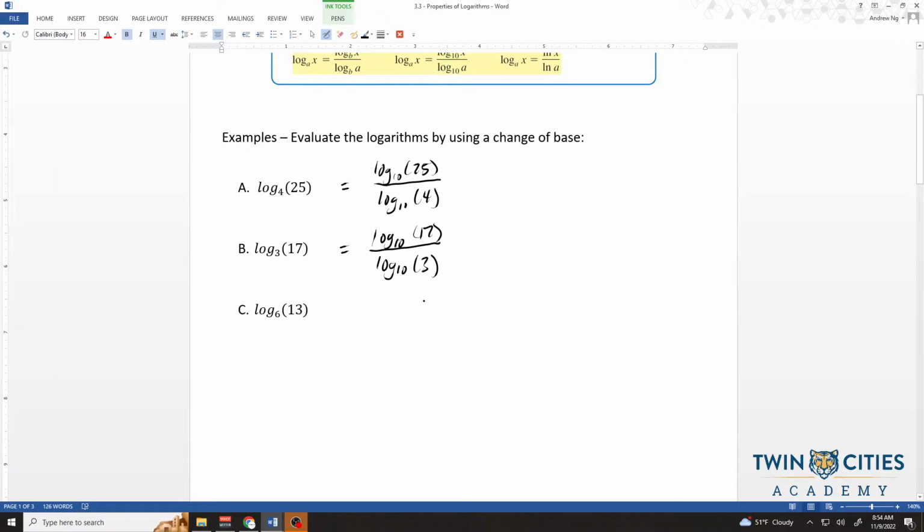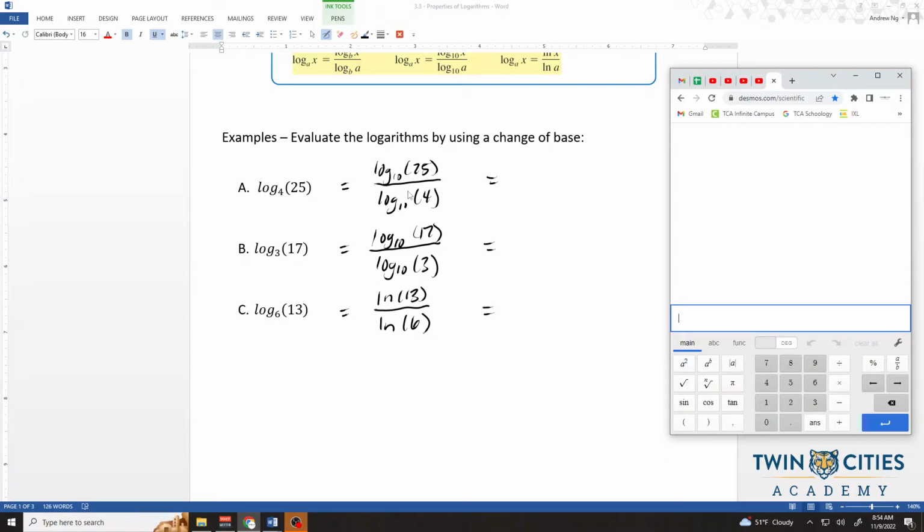Or if we want, we could use natural logs. So for this last one, let's use natural logs. This is the same as the natural log of 13 over the natural log of our old base, which is 6. So let's bring a calculator over and find out what these are.